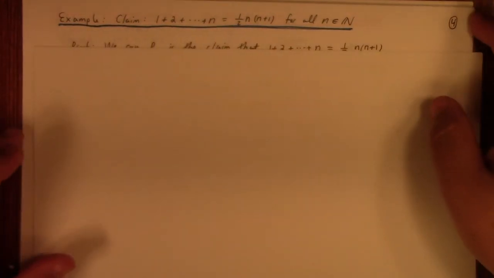Let's start with regular, or standard, weak induction, which I'll usually just call induction. The claim: the sum of 1 plus 2 plus and so on up to n is 1 half n times n plus 1.